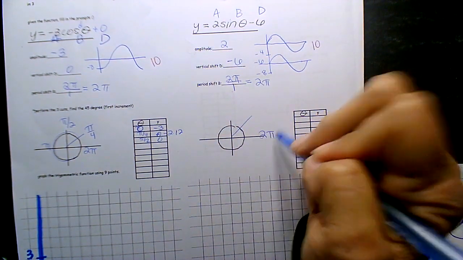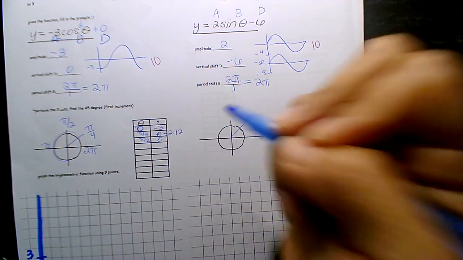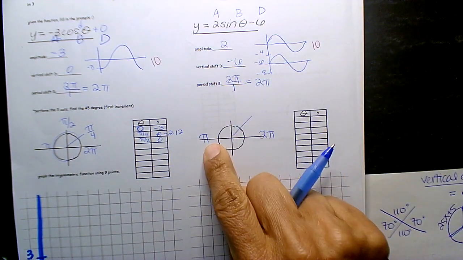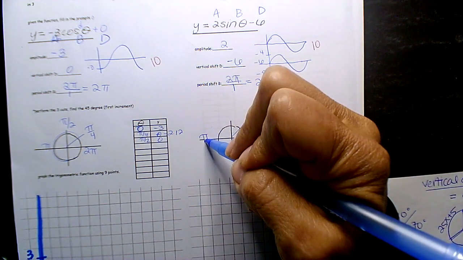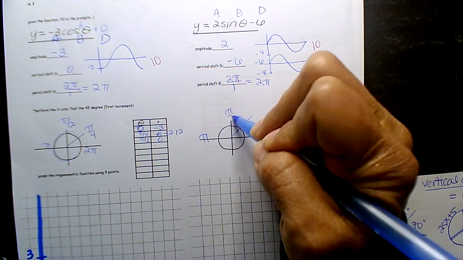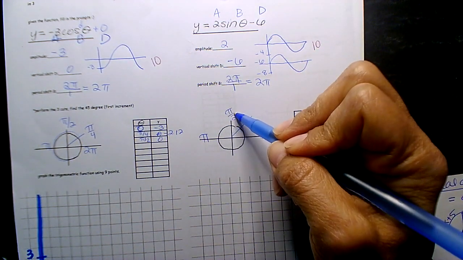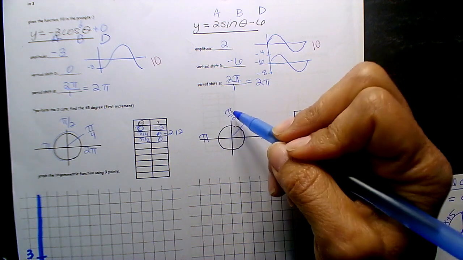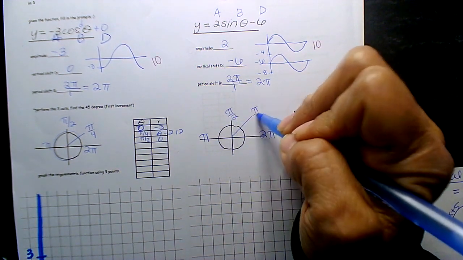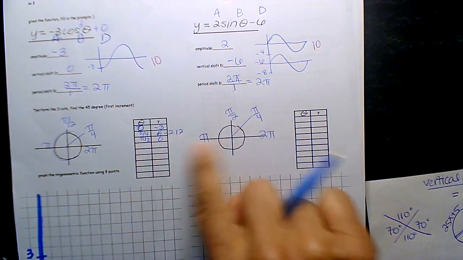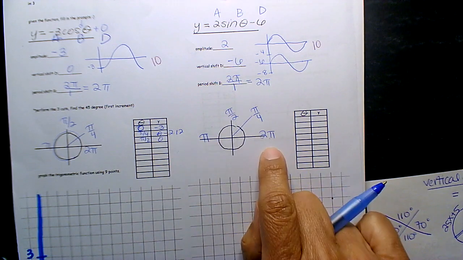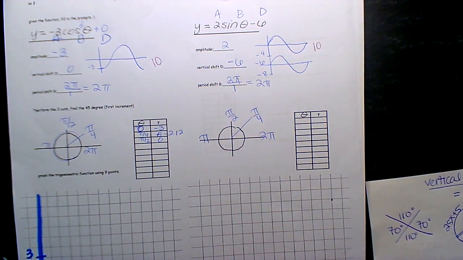2 pi is the full circle. What's 2 pi divided by 2? Pi, that's your 180. What's half of 180? 90. So what's pi times 1/2? Pi over 2. What's 1/2 times 1? What's 1/2 times pi over 2? Pi over 4. And so you'll see the tables match here. Not the y values, the thetas match, because there was no period shift.